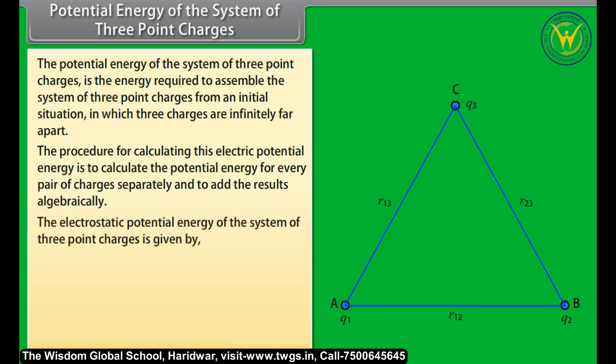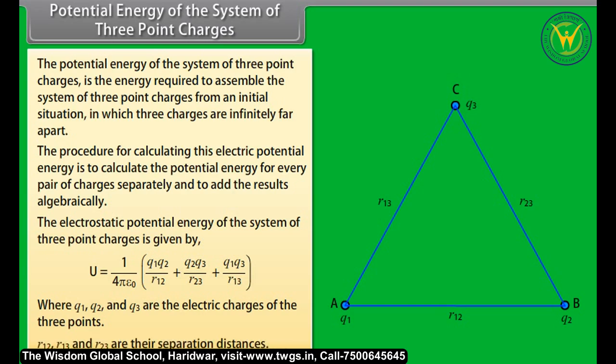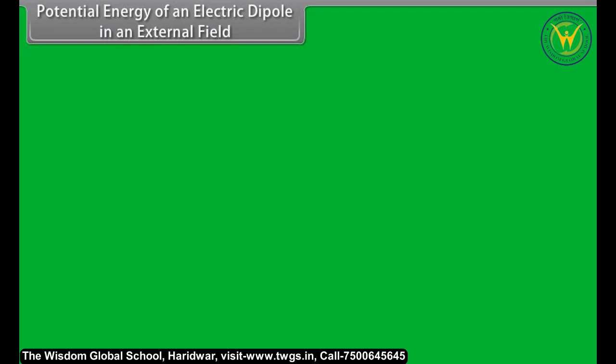The electrostatic potential energy of the system of 3 point charges is given by U = 1/(4πε₀) × (Q1Q2/R12 + Q2Q3/R23 + Q1Q3/R13), where Q1, Q2 and Q3 are the electric charges of the 3 points, and R12, R13 and R23 are their separation distances. Potential energy of an electric dipole in an external field.